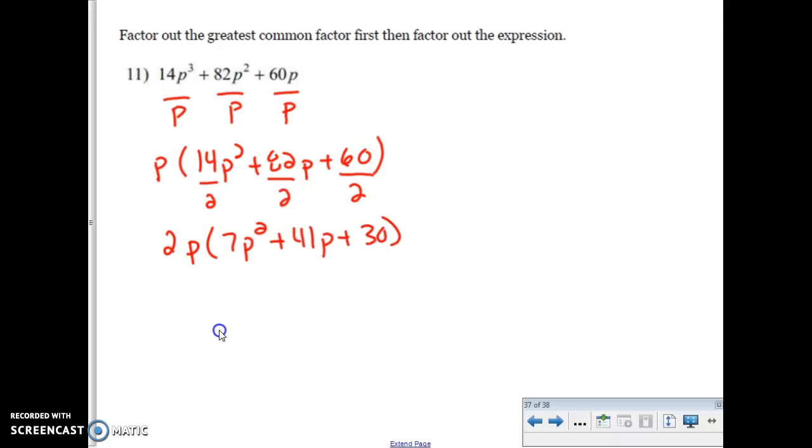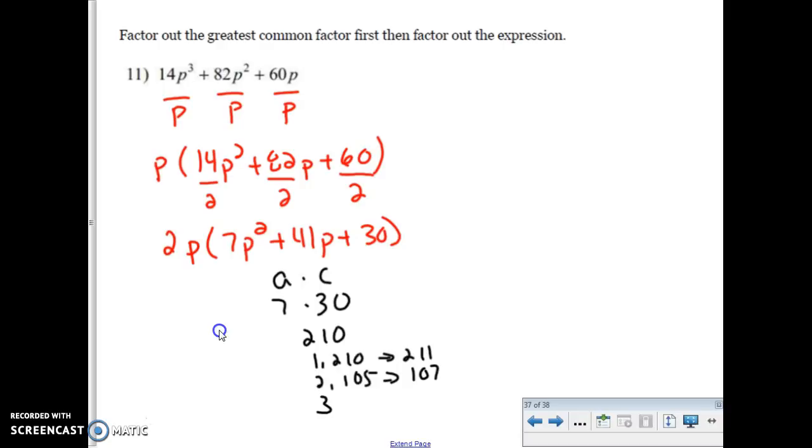Okay, so we're going to approach this the same way we did the last one. Product sum, I'm going to take a times c. 7 times 30 gets me 210. Now I want to figure out everything in the whole wide world that gets me 210, but a sum, in this case, of 41. So 210. Well, that's going to be 1 and 210. That's not going to work because that's 211. How about 2? 2 and 105. That gets me a sum of 107. I'm getting closer. Not quite there yet.